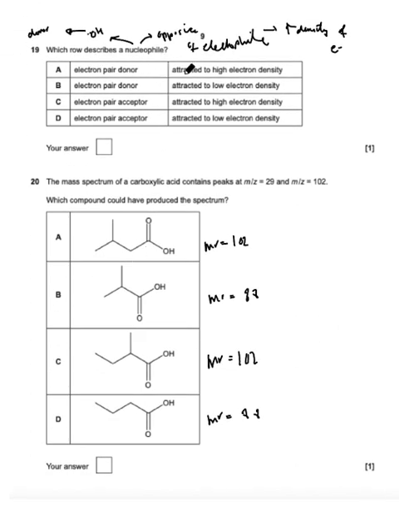Which row describes a nucleophile? Okay, so a nucleophile is the opposite of an electrophile, and this is something you just have to know. If you don't know a nucleophile but you know the properties of an electrophile, then it'll be the exact opposite. For example, we know that an electrophile is an electron acceptor, and so a nucleophile will be an electron donor. And we know that electrophiles are attracted to places of high electron density, and so a nucleophile would be attracted to places of low electron density, and so the answer is B.